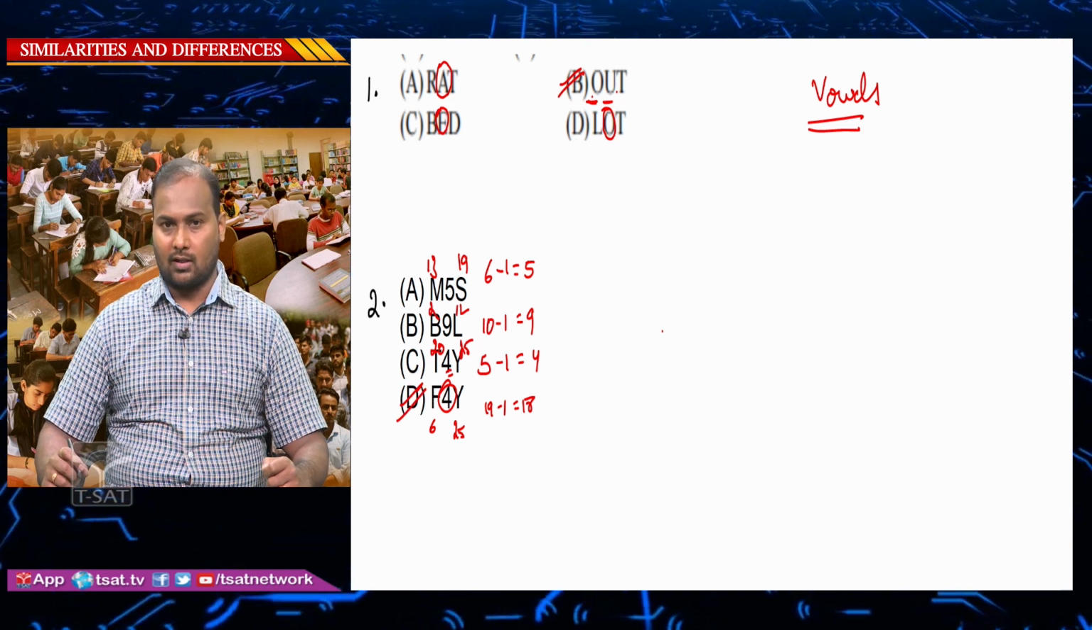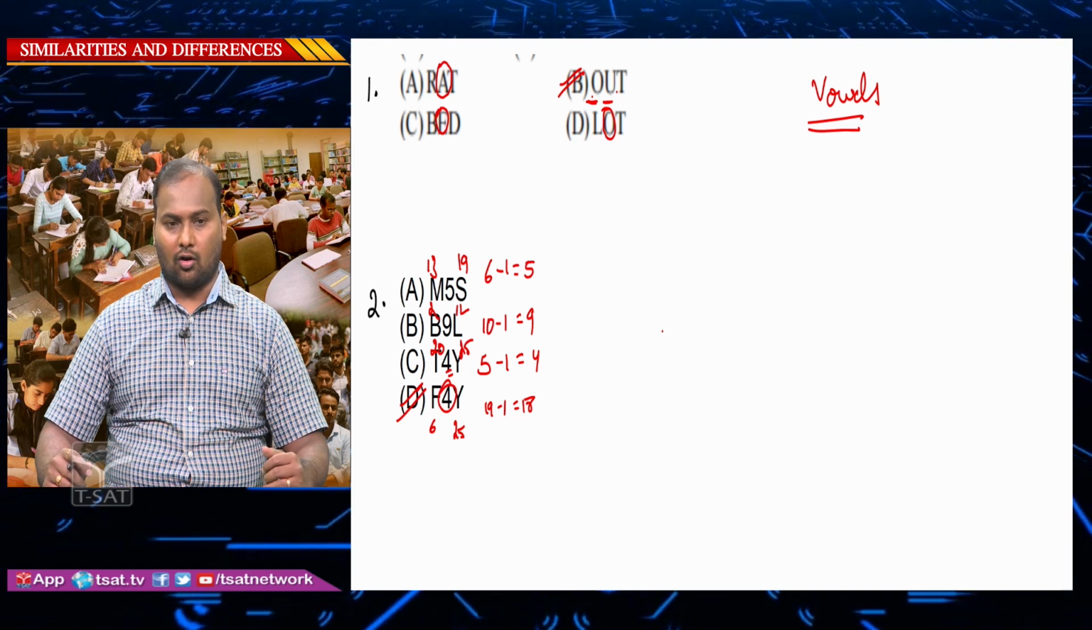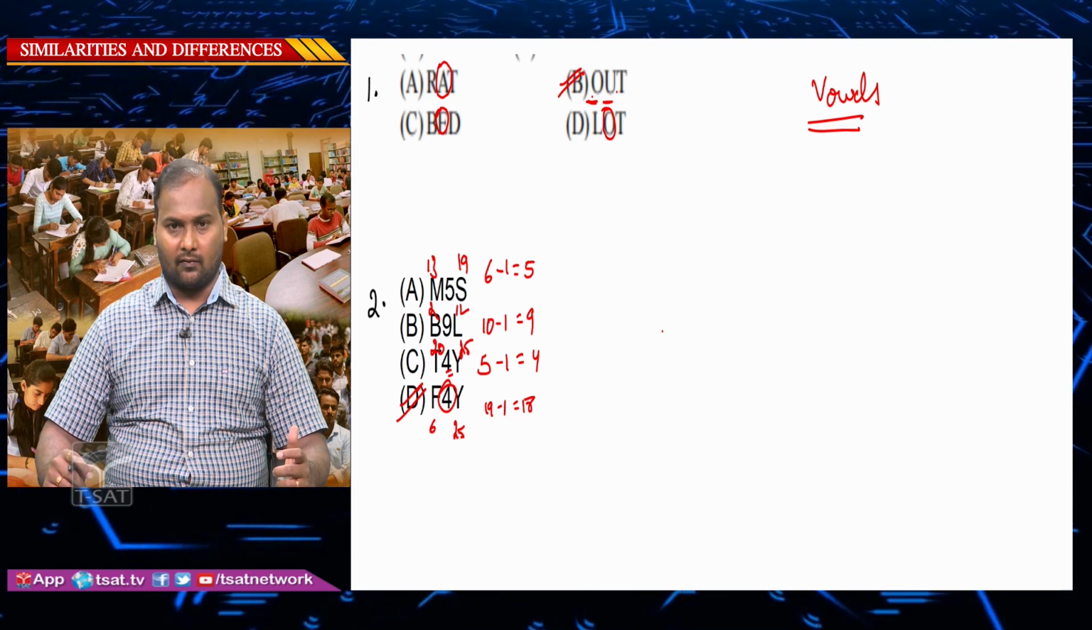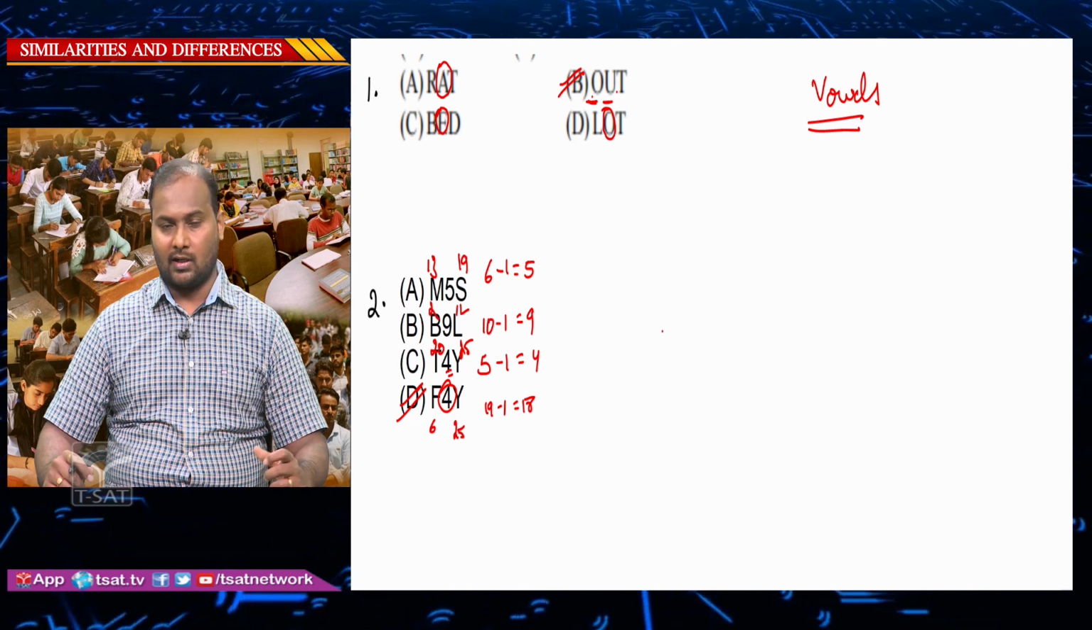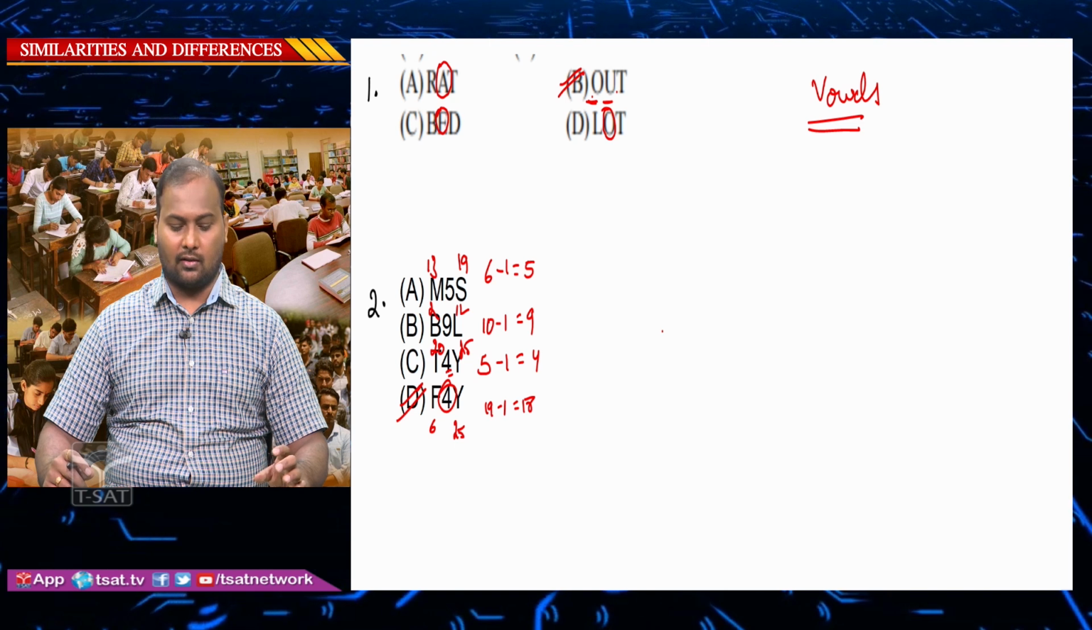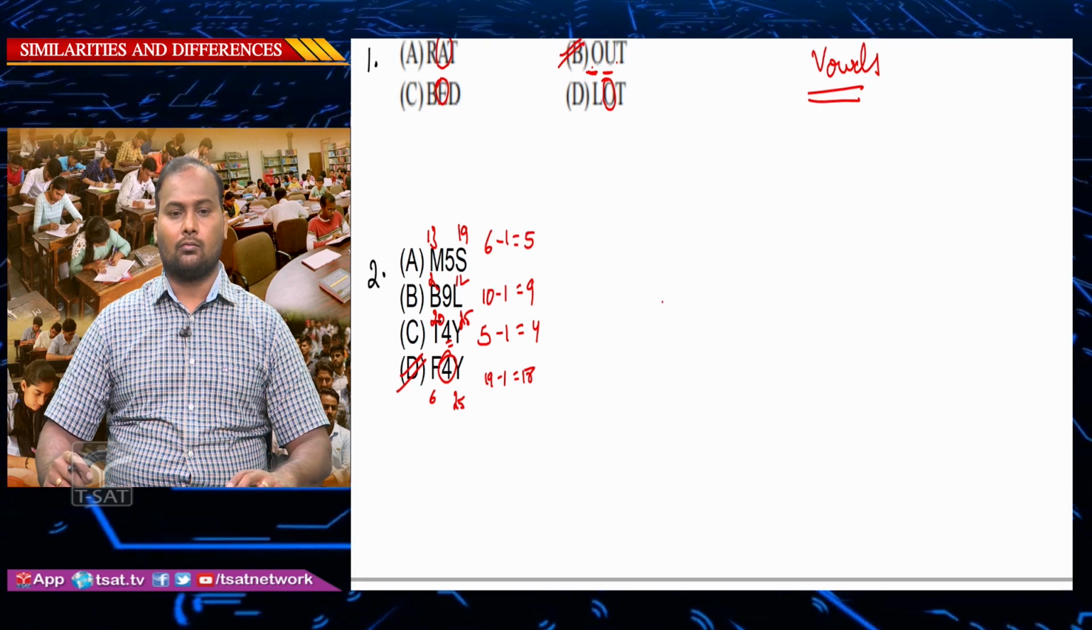And what is the similar thing that is there? The similar pattern in options A, B, C is difference minus 1. That is the similar pattern. And what is the different one? The different one is option D.